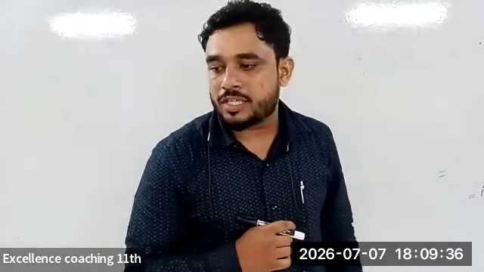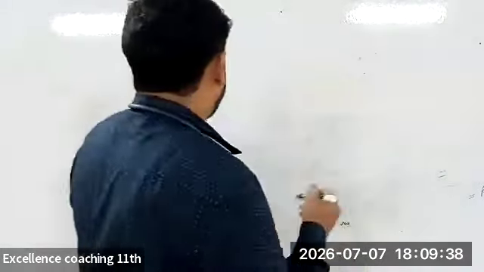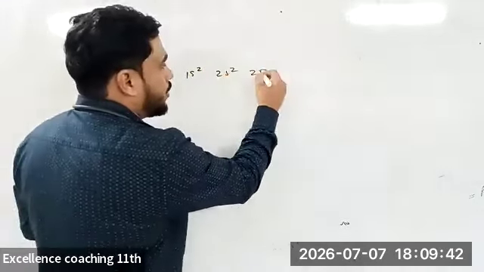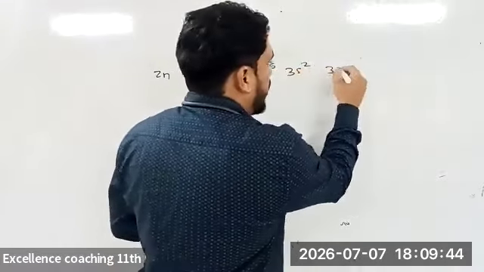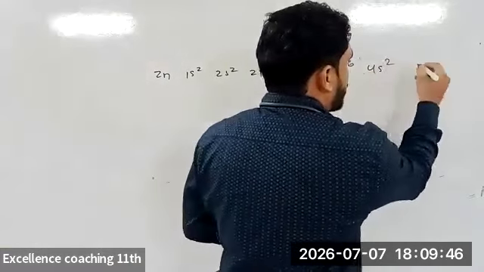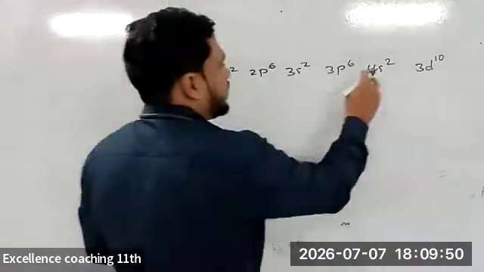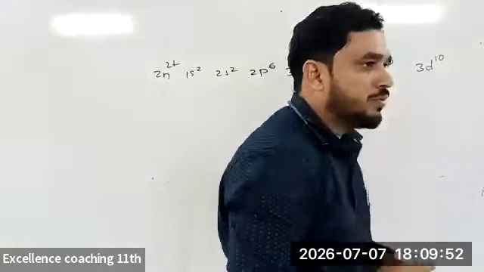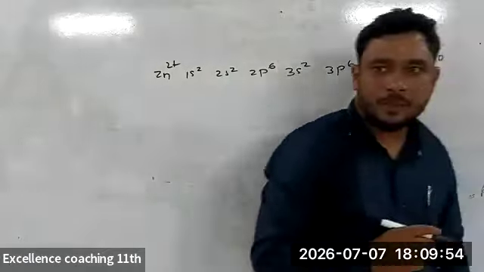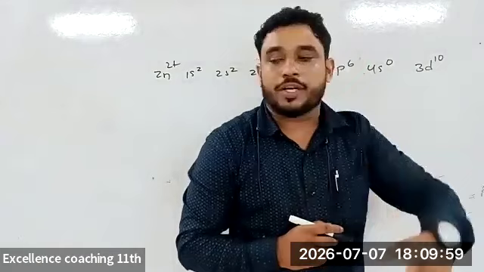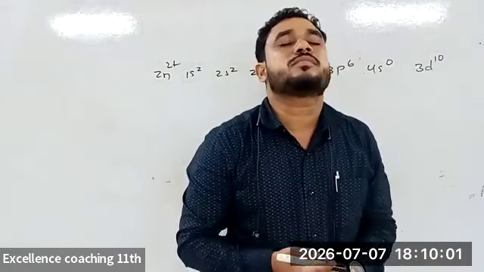So check the electronic configuration of Zn2+. It will be 1s2, 2s2, 2p6, 3s2, 3p6, 4s2, 3d10. Correct me? So Zn2+ will be 4s0, 3d10. Clear? Okay. Next example.